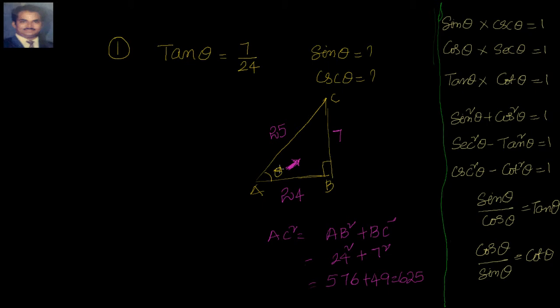Now I have to find out sin theta. What is sin theta? Opposite by hypotenuse. So I know that's equal to 7 by 25. What is cosecant theta? Exactly the opposite of that. So once you use Pythagoras theorem and find out the missing side, it becomes very easy. You can find out any trigonometric ratio. Okay, that's our first problem.